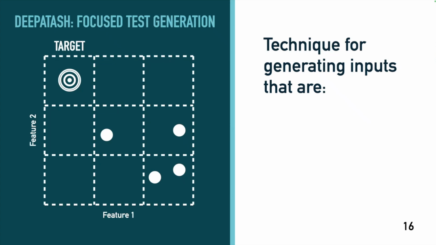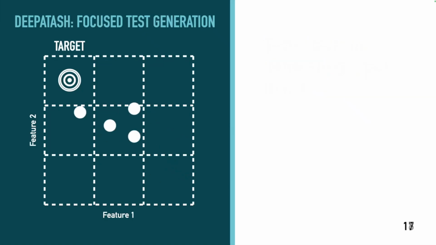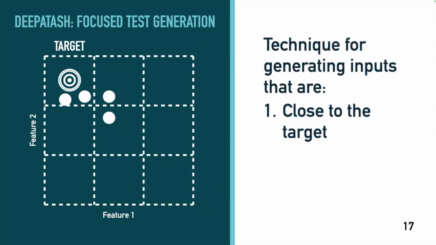So we basically proposed an approach named DeepAtash, which was the first focused test generator for deep learning systems, and it was a genetic algorithm optimizing three different fitness functions. The first objective is that we want inputs that are close to the target that the developer wants to generate inputs for.